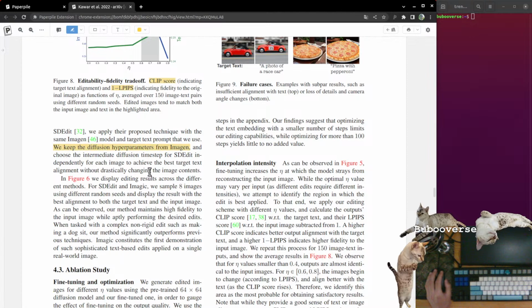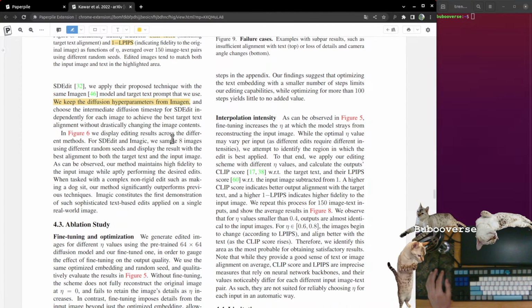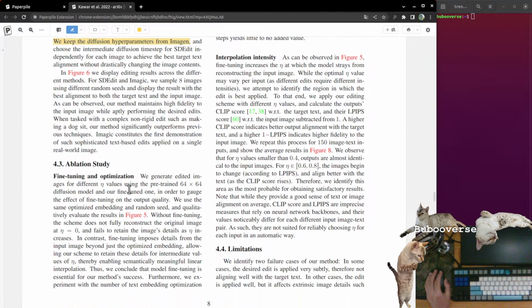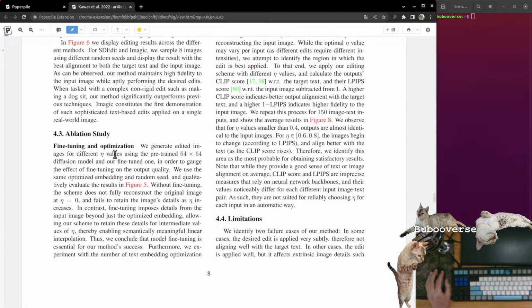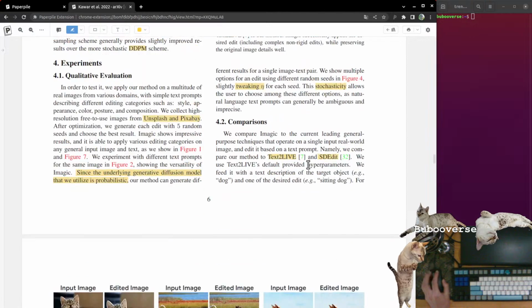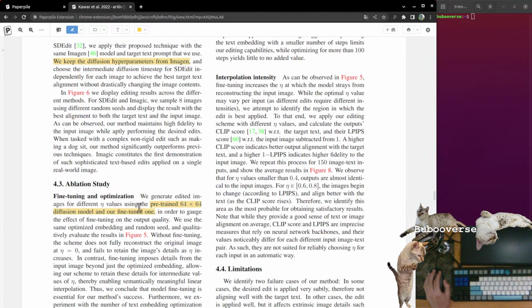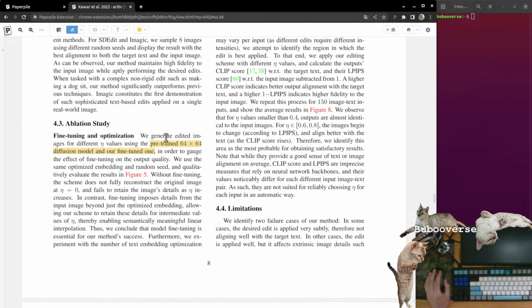Okay, they're not messing with the hyperparameters in the image generation. Random seeds, for different n values using the pre-trained 64 by 64 and our fine-tuned one. Yeah, so, ooh, I accidentally clicked. So basically one of the things they want to determine in this ablation study is how much does the pre-training, or how much does the fine-tuning matter, right?